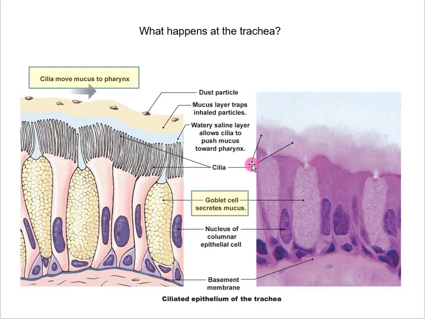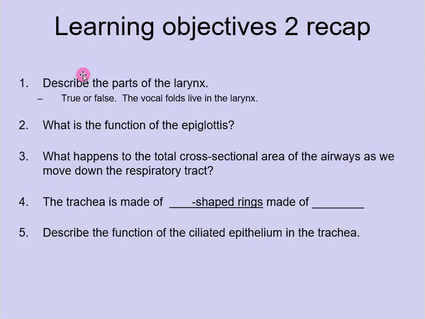Goblet cells are the mucus-producing cells, okay? All right, so let's see. We have now described the function of the ciliated epithelium in the trachea, and we are finished with this video.